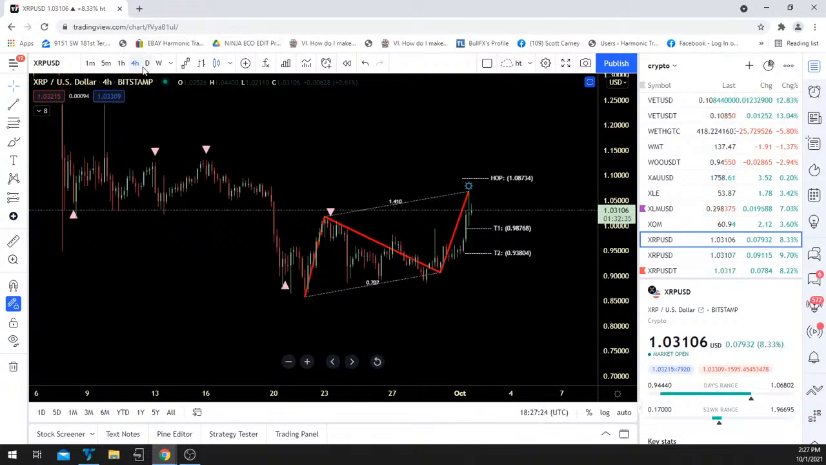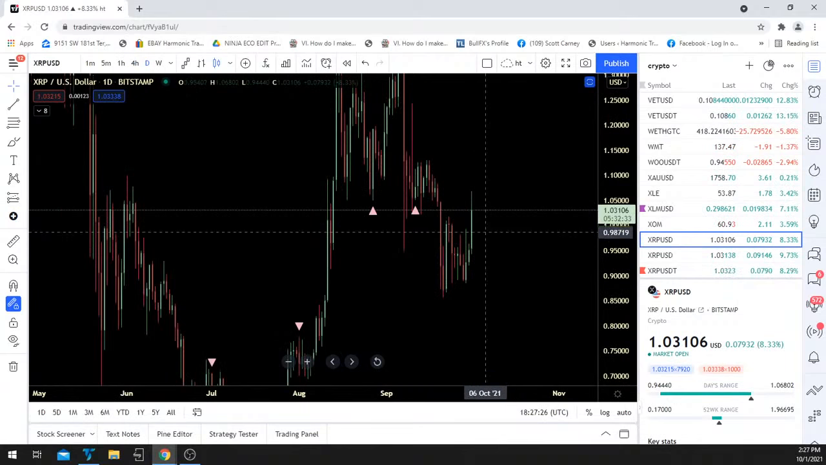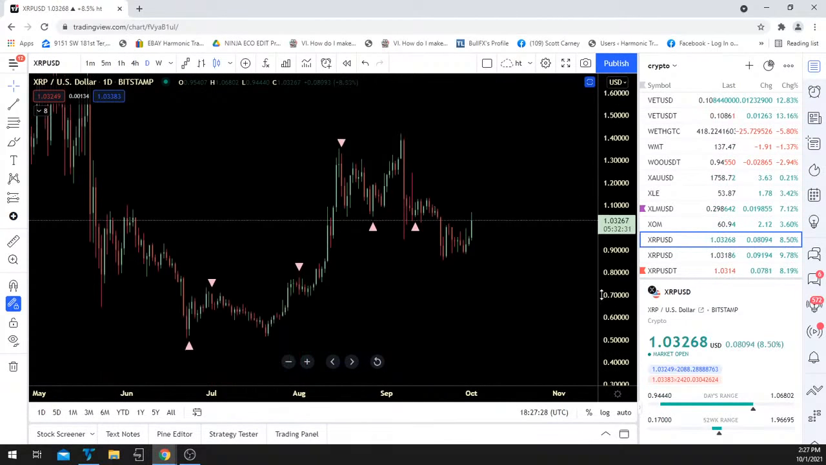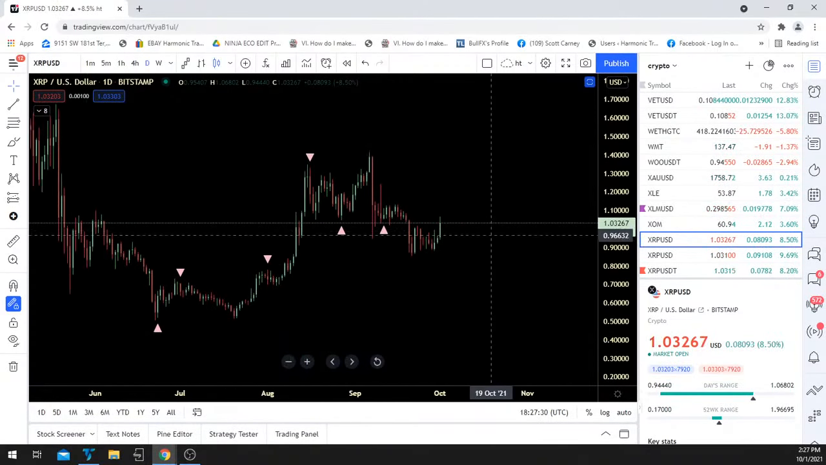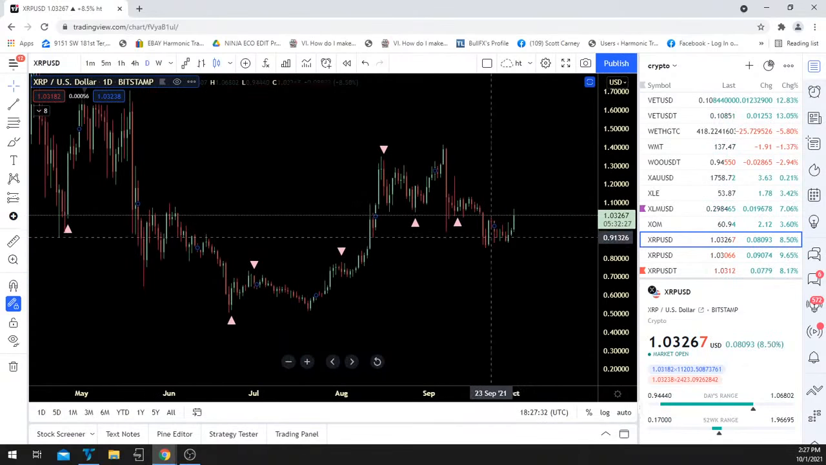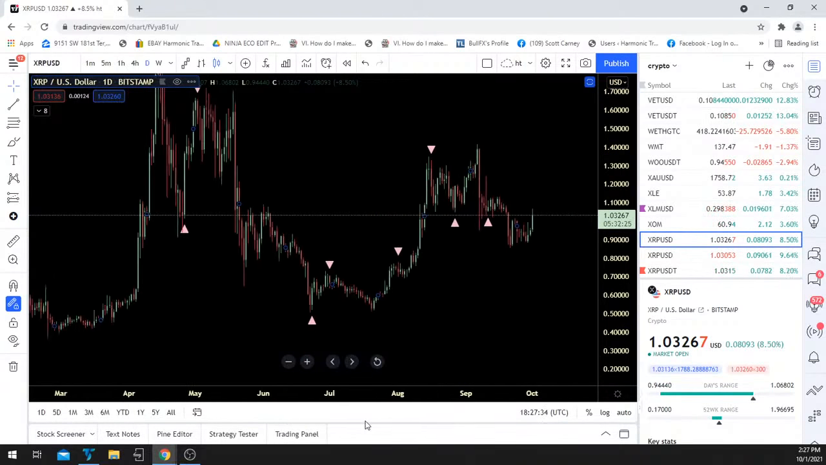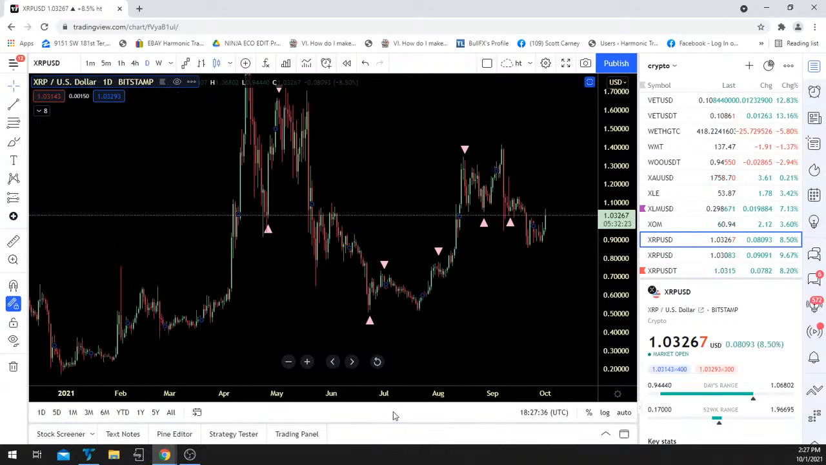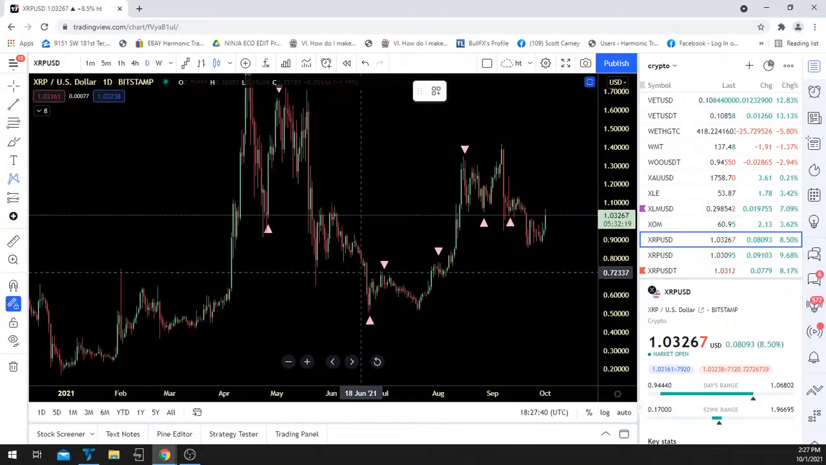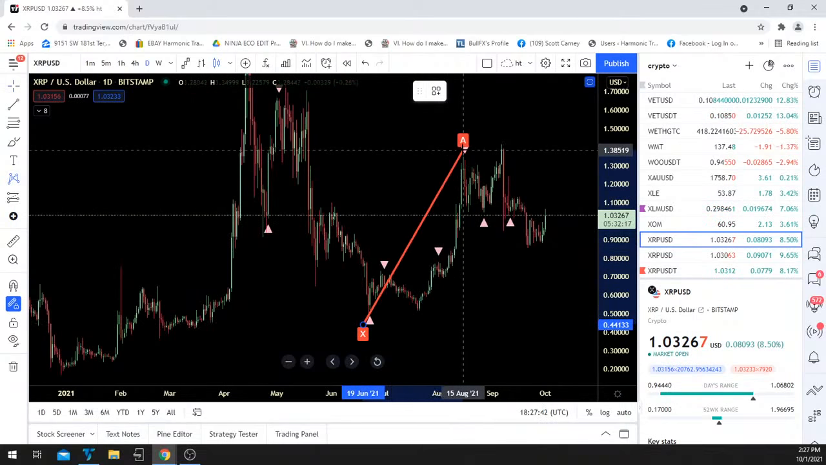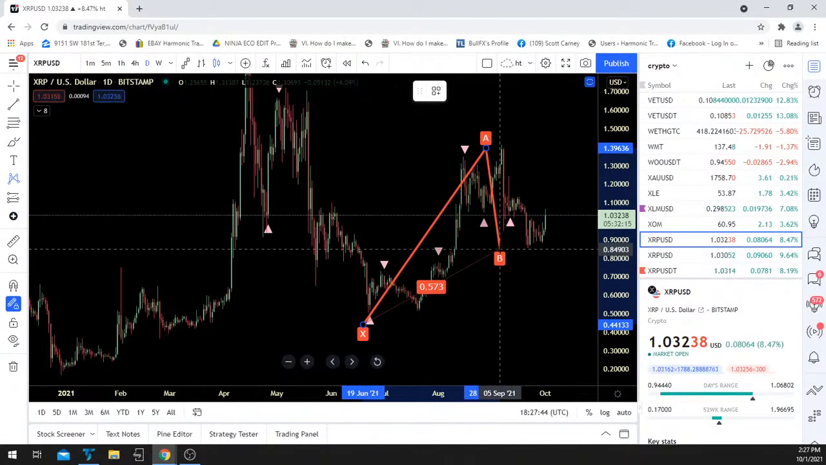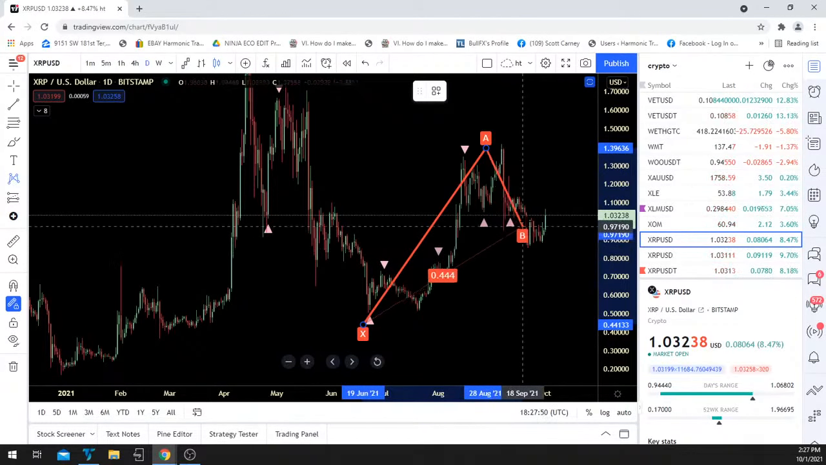I want to go on the daily. There you go. So again, another one where most of them came down on this last test and didn't even get down to your 618 level. About 50, not even 55%, and now starting to bust out.